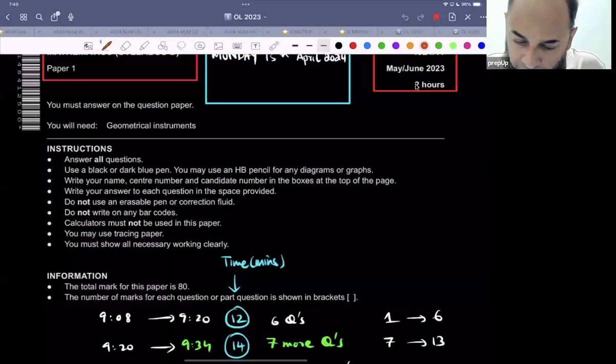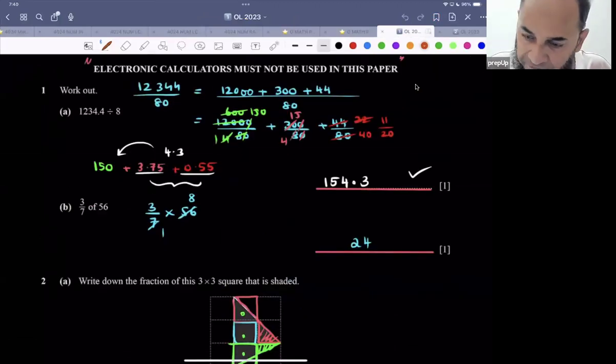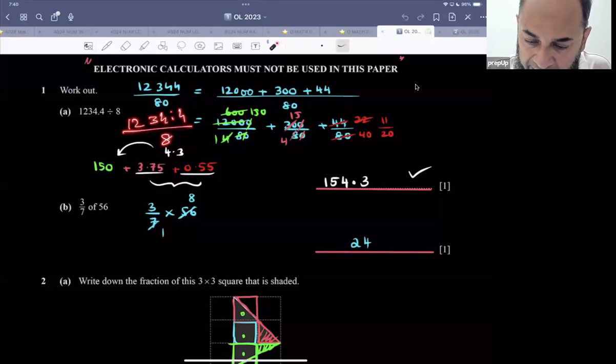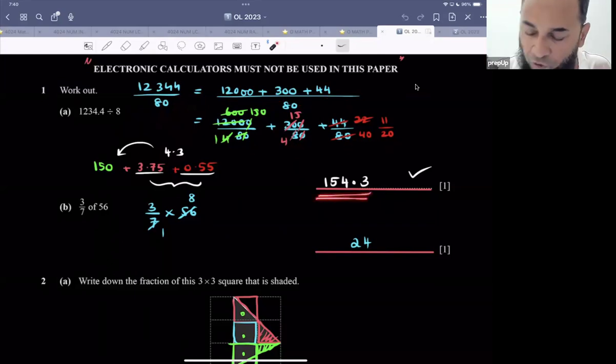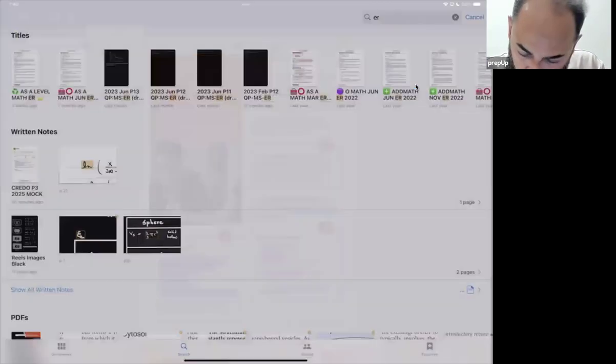So this is 2023. Last year, this is what I did. First of all, my working on this black paper versus that white paper is different. What I did is that first of all, I wrote 1234.4 divided by 8. I moved the decimal, I added a 0: 12,000 plus 300 plus 44 divided by 80. That's the working. 154.3, that is the answer. So now two different ways of working out the same thing. Let me just cancel from here and let me add over here.